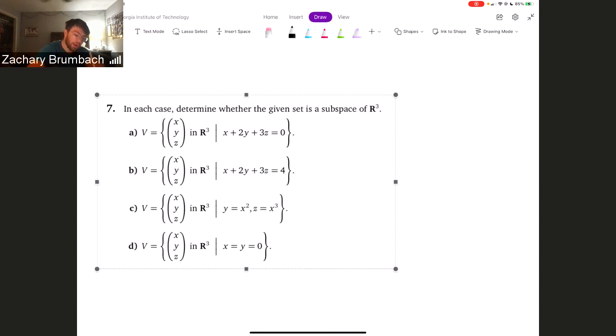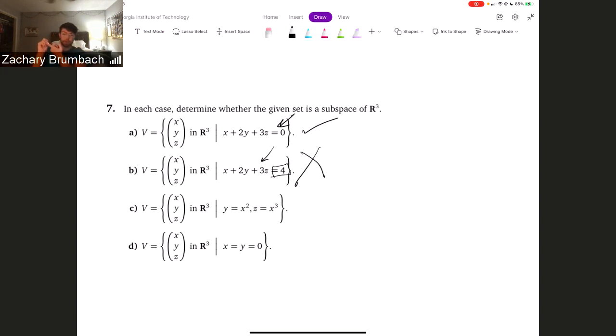Here we're determining whether each is a subspace. Remember what I said about matrices? Can we define this in a matrix? Yes. We can define it as the null space of a matrix. Can we define this one in a matrix? But the B isn't 0, so we can't define it as a space. So no.